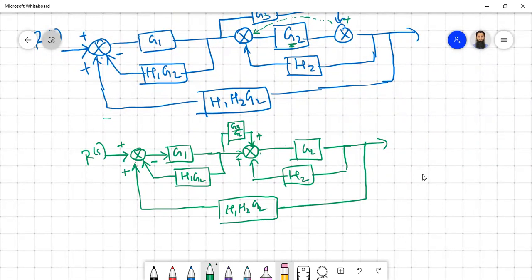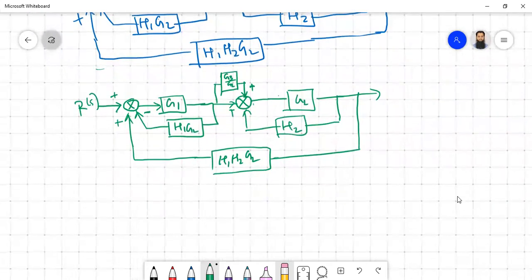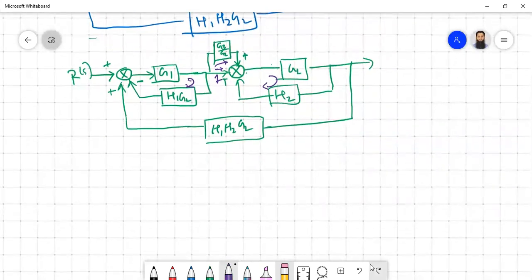Okay, so now things are almost done. As you can see, there is a magnitude 1. You don't have to forget. You have to remember it. So G2, G3, G3 by G2 plus 1. So these two are parallel. So this one and this part is parallel. This is feedback. This is feedback. So three things can be applied together. So what we'll have is forward path gain, forward path gain, feedback gain.